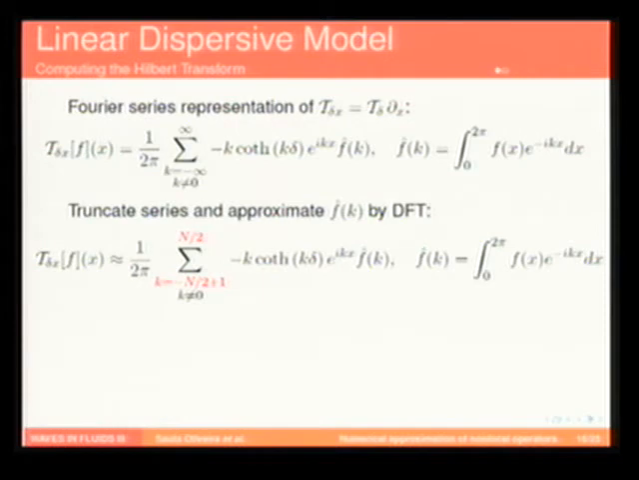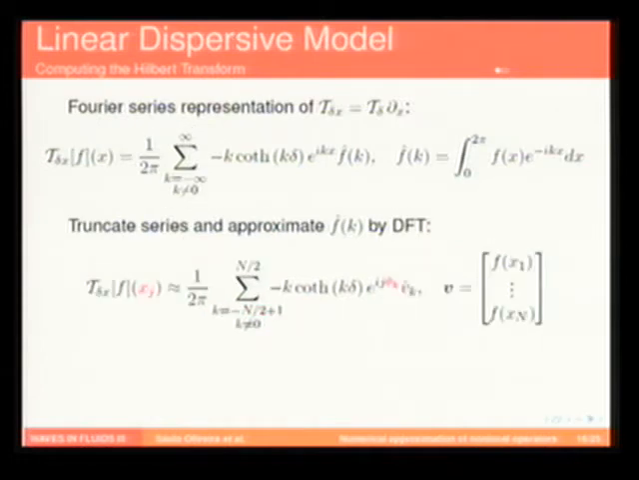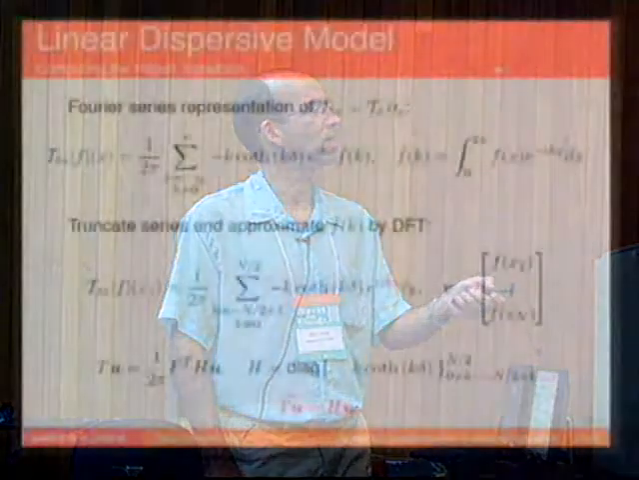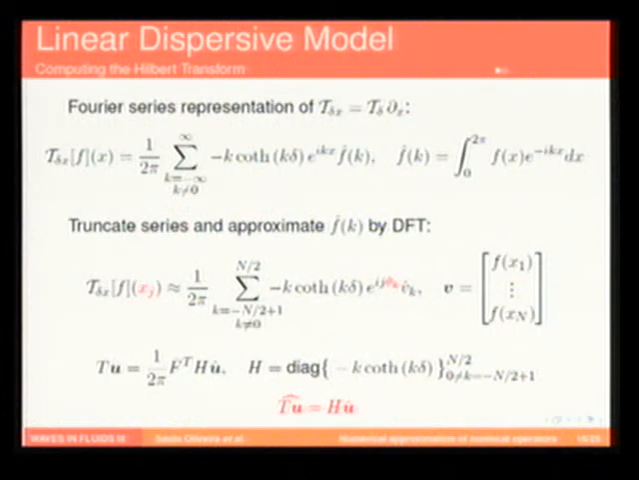Next, we discretize these Fourier coefficients as well by DFT, and evaluate this function over the grid points. When you do this, our Fourier matrix comes in. So this expression can be written in matrix form very nicely, as this Fourier matrix times this diagonal that has the symbol of the Hilbert transform.